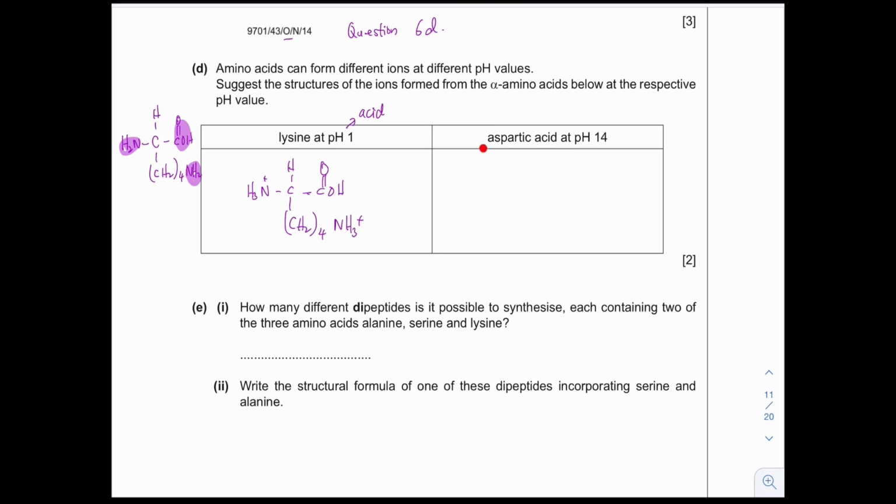Well, the next question is the aspartic acid at pH 14. So again, we'll need to draw out the aspartic acid structure first. So it looks like that.